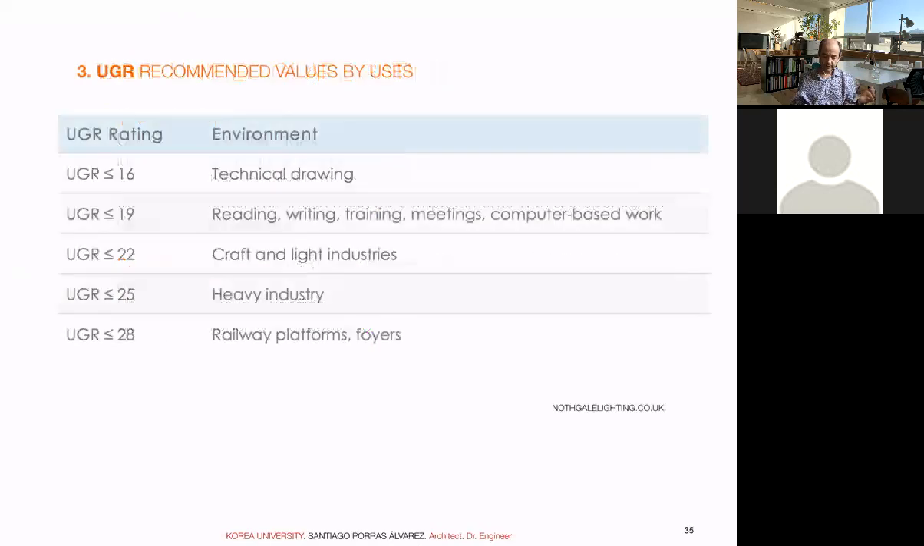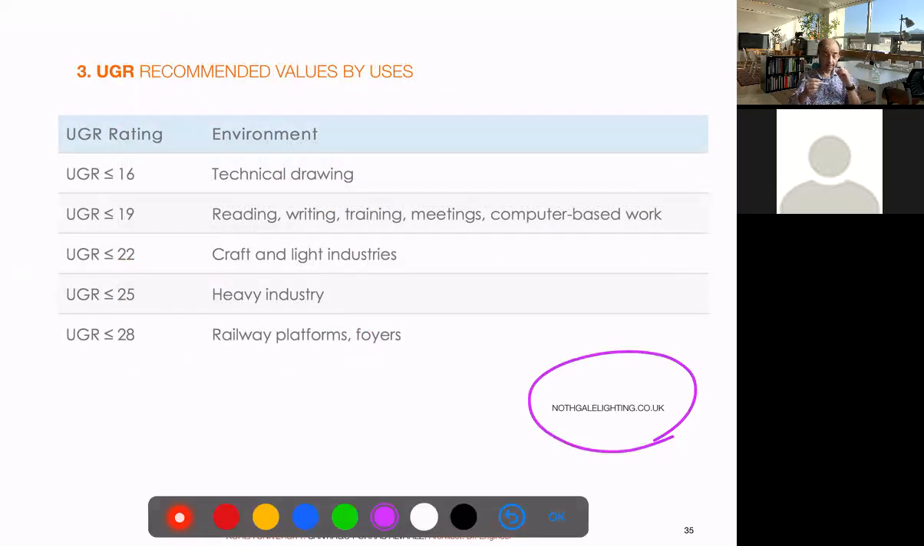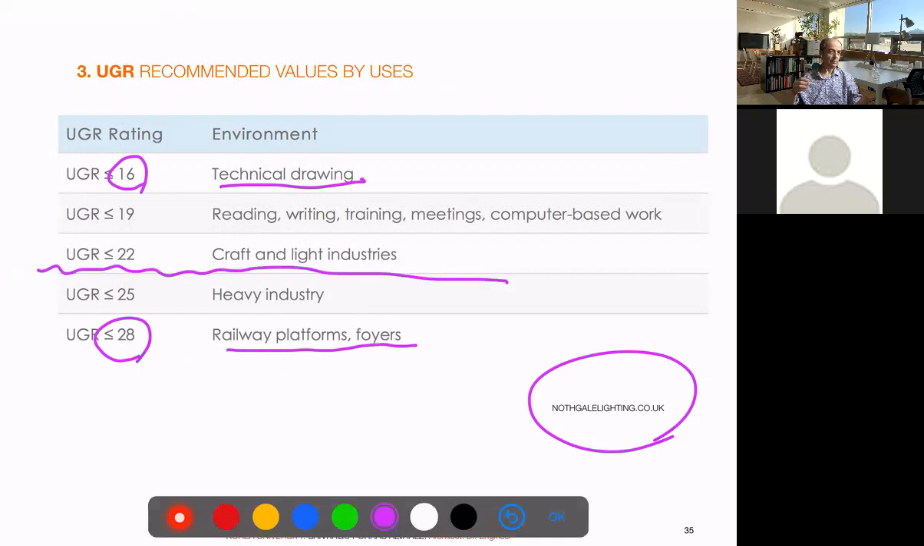This is taken from the United Kingdom standards. And you see that you have less than 16 for technical drawing to almost 30 for just movement places, not really places where you work. But you will try to be under 20 or under 10. So the less you have, the better, because eyes are sensitive and we need to be in comfort.